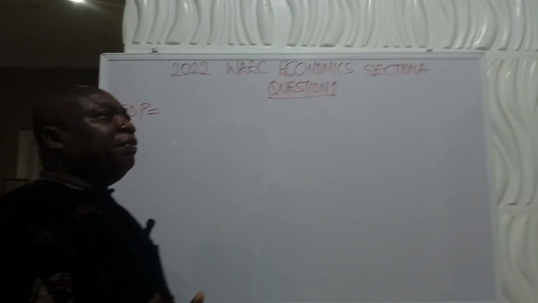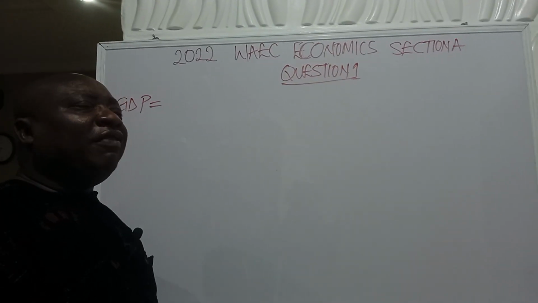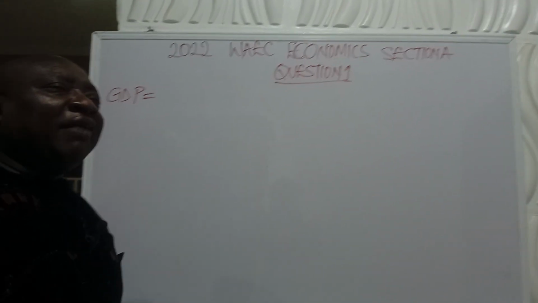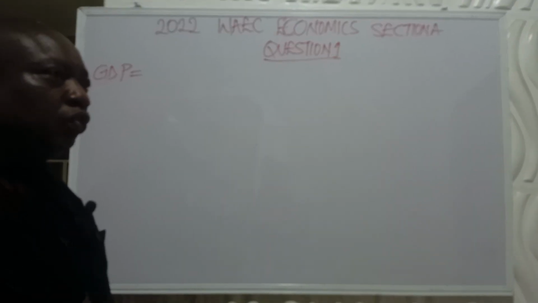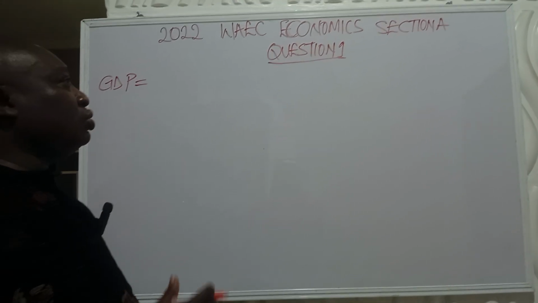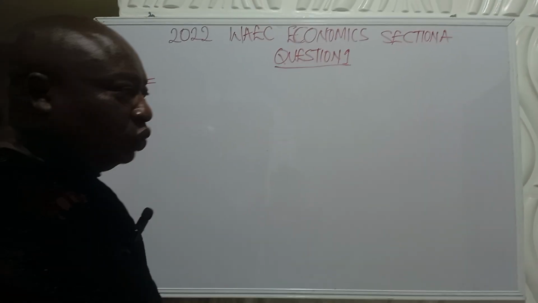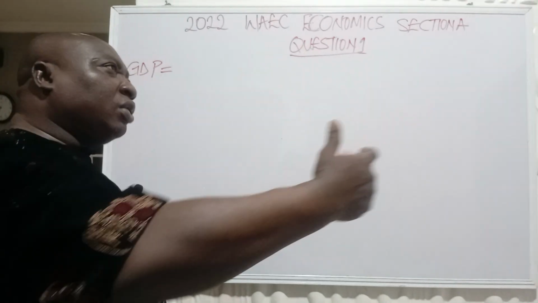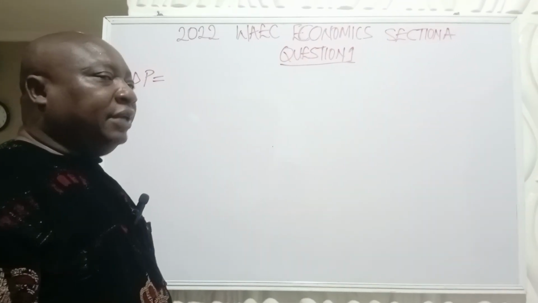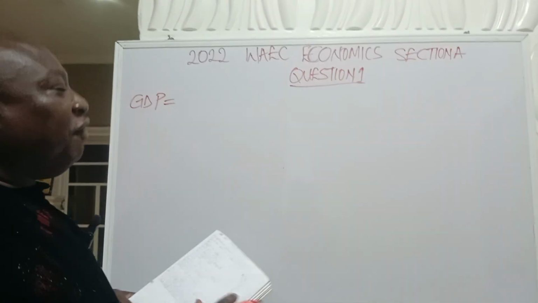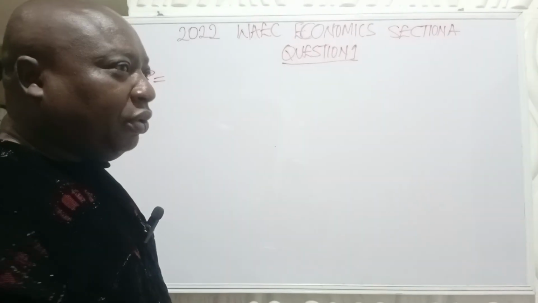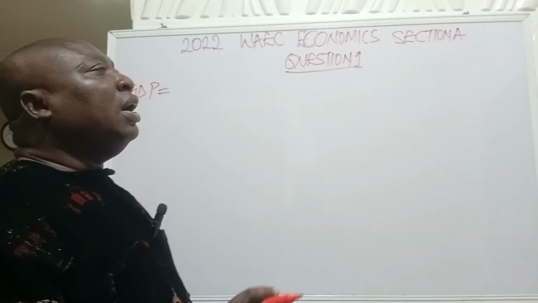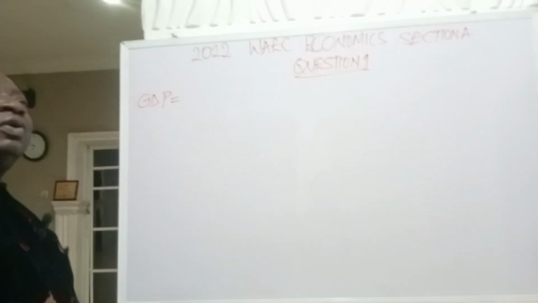Don't forget that in calculating GDP, we have three approaches: the output or product approach, the expenditure approach, and the income approach. For this question, you will know that the right method to use is the income approach, because we are given the rewards of the factors of production. When we talk about GDP, we are talking about gross domestic product, the total products produced by the factors of production within the country.